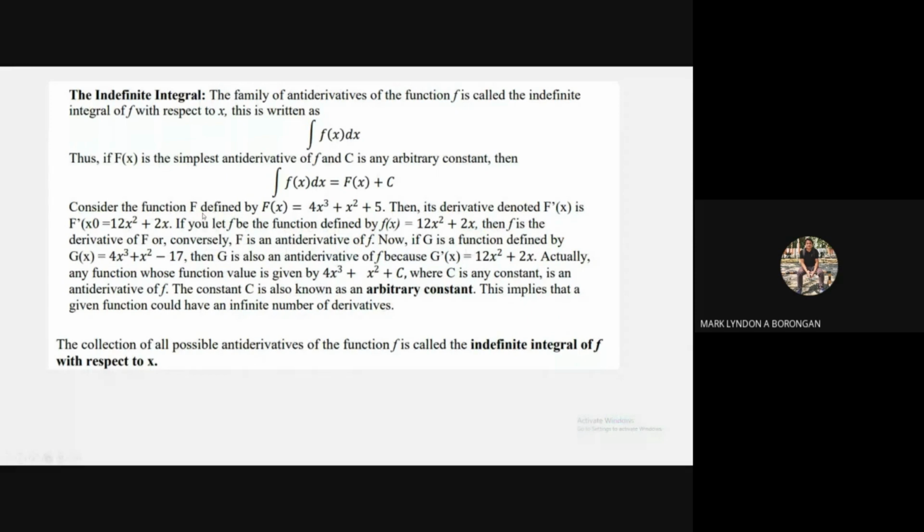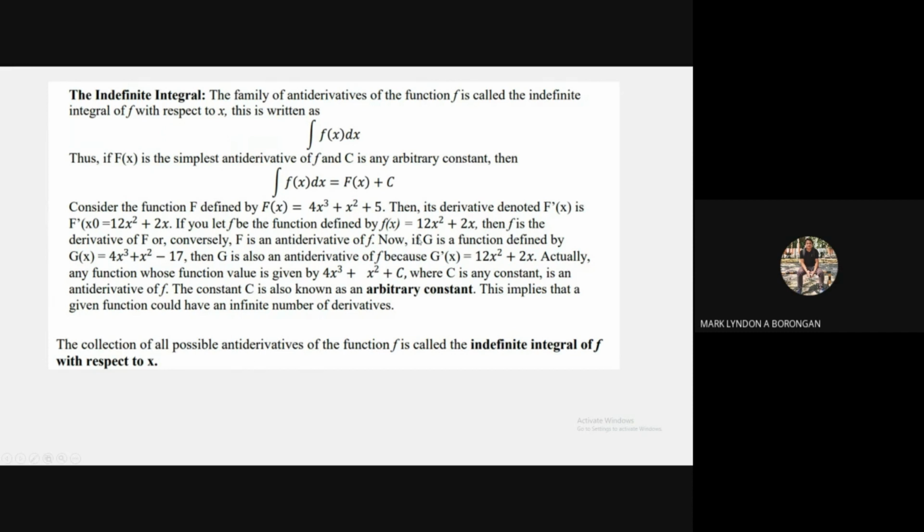So, if we start from here, if you let f be the function defined by f of x is equal to 12x squared plus 2x, then f is the derivative of F. Or conversely, F is an antiderivative of f. This F is the capital letter F, when you get the antiderivative. The small case f is the derivative of it. Okay?